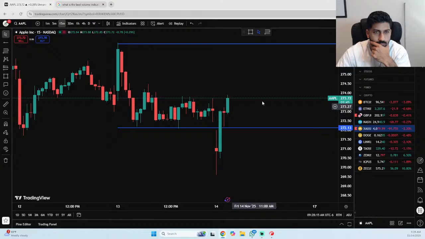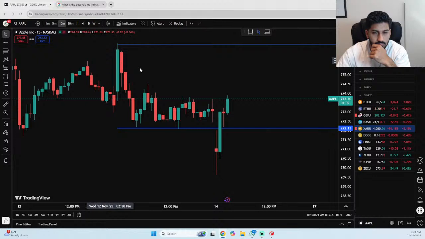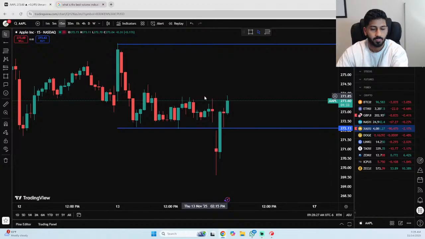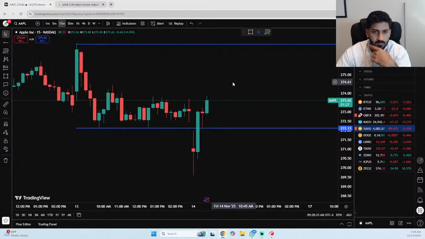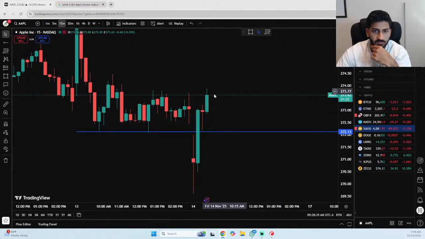Now we have come to 15 minutes. So here it has gapped down, and again, the market is coming back to the previous day's region. So I see what the support and resistance is in the 15 minute candle based on that. Where would you draw support and resistance here, if you zoom back out?